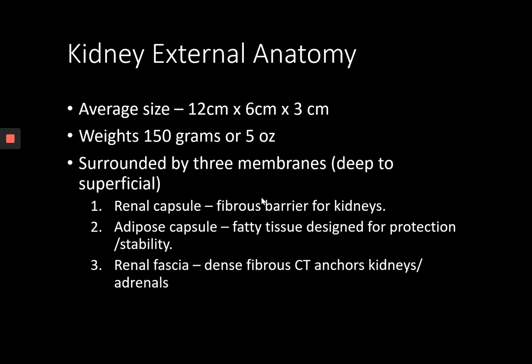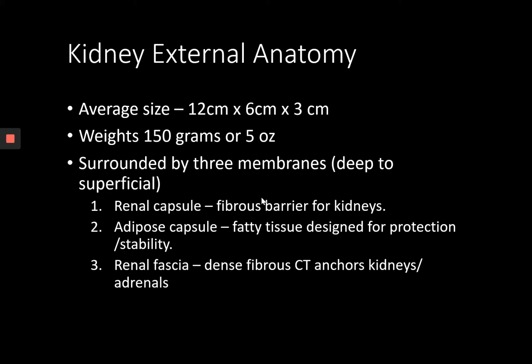We'll quickly just talk about some external anatomy for the kidney. So its average size is about 12 by 6 by 3 centimeters, weighs about 150 grams or 5 ounces, may be easy to think about. But not only does it have three regions inside, it has three membranes that surround it.